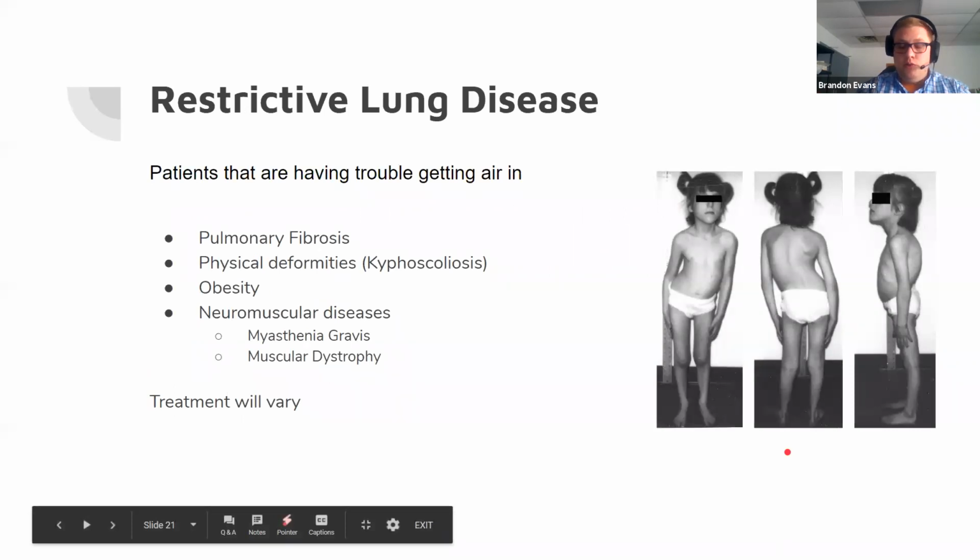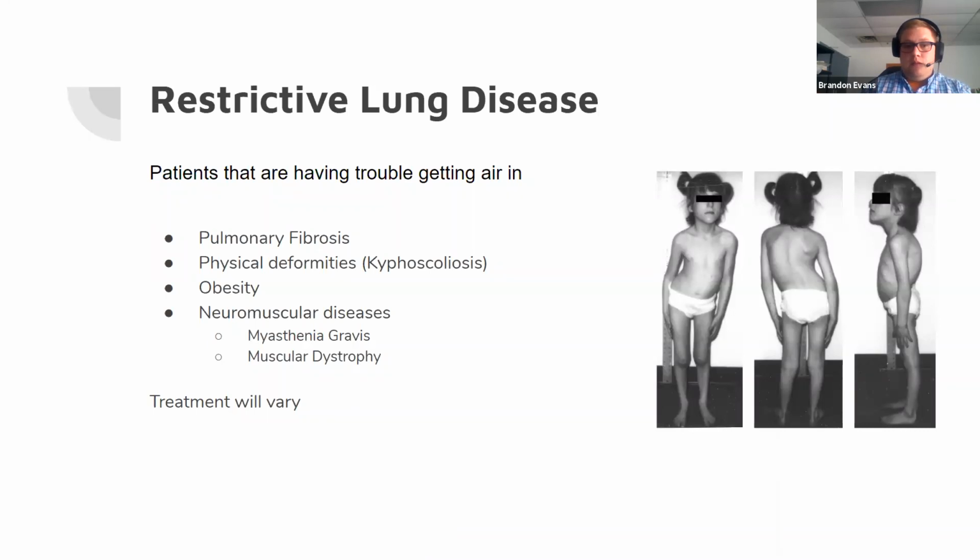Now we'll move on to restrictive lung diseases. So we've talked about how restrictive lung diseases are diseases that limit the patient from getting air in. And so this may be somebody that has a physical deformity, such as kyphoscoliosis. They may have some scar tissue in their lungs, commonly known as pulmonary fibrosis.